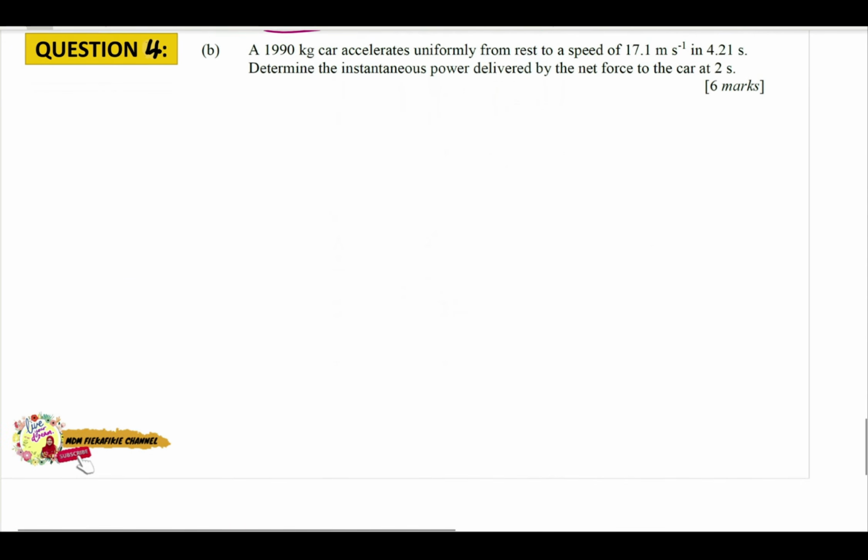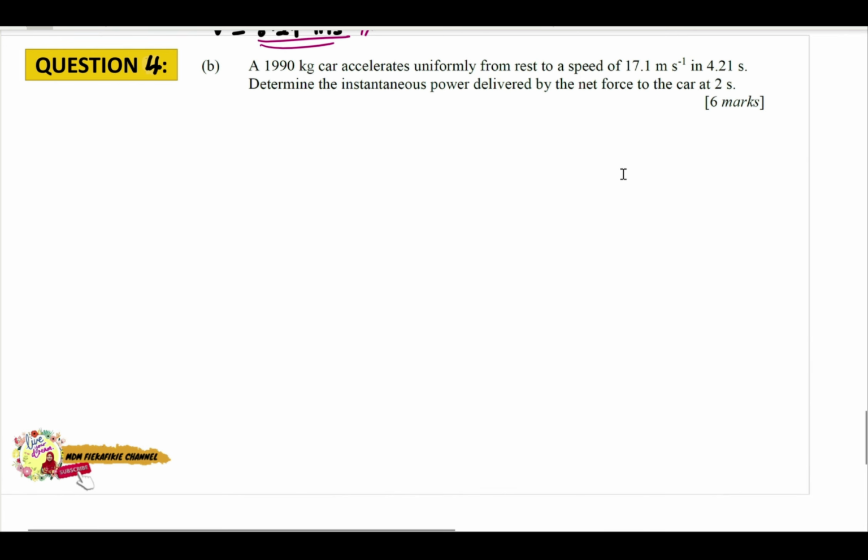Next question 4B, the last part. Alright, so here we have a 1990 kg car accelerates uniformly from rest to a speed of 17.1. So u is equal to 0. And then the speed is 17.1. Okay, the time is 4.21 seconds. So determine the instantaneous power delivered by the net force to the car at t is equal to 2 seconds.